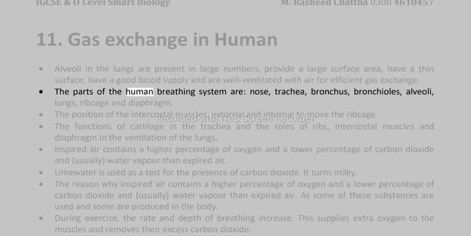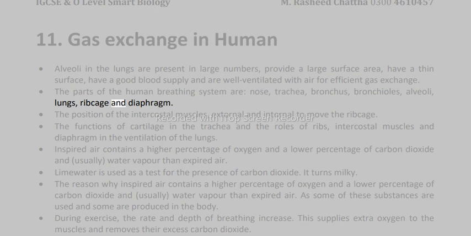The parts of the human breathing system are nose, trachea, bronchus, bronchioles, alveoli, lungs, ribcage and diaphragm. The position of the intercostal muscles, external and internal, to move the ribcage. The functions of cartilage in the trachea and the roles of ribs, intercostal muscles and diaphragm in the ventilation of the lungs.